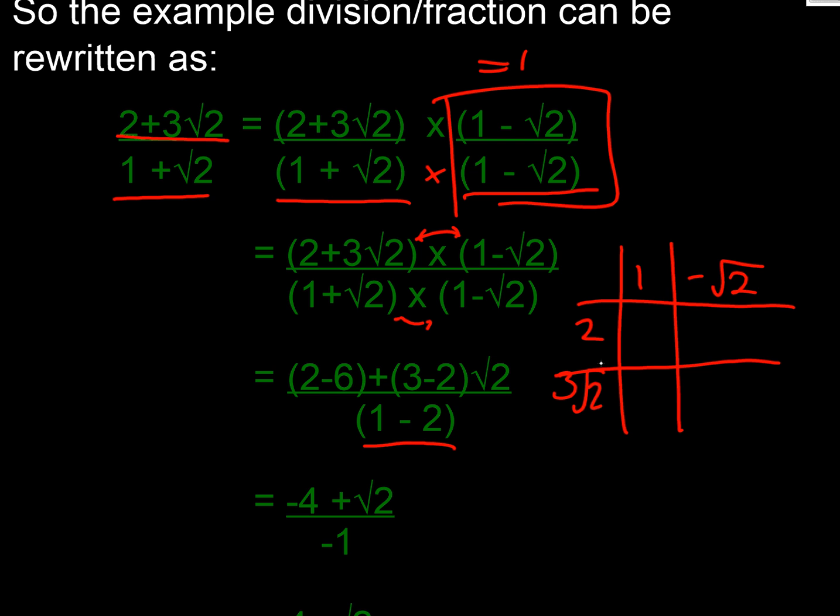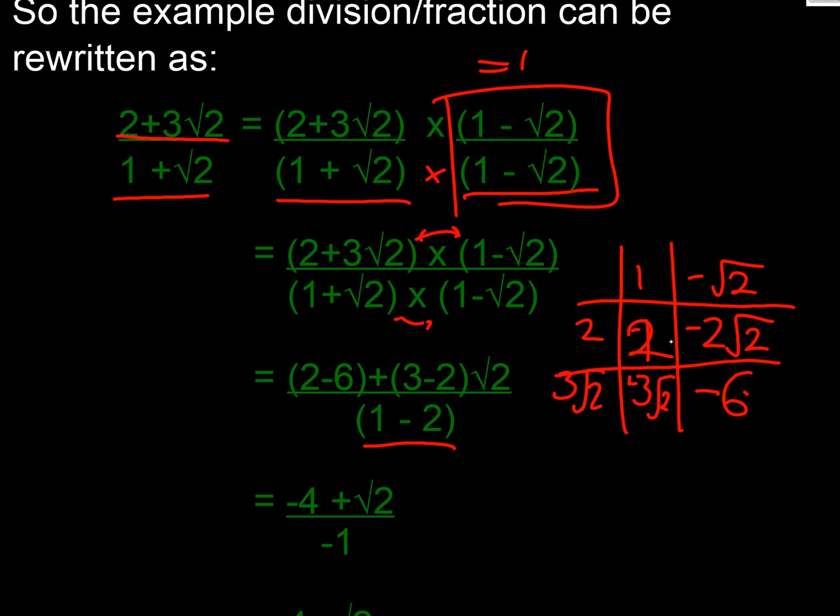So in the first box I'm going to have a 2. In this box I'm going to have a minus 2 root 2. In this box I'm going to have a plus 3 root 2. And in that box I'm going to have a minus 3 root 2 times root 2, which is going to be 3 times 2, isn't it? Which is minus 6, yeah?